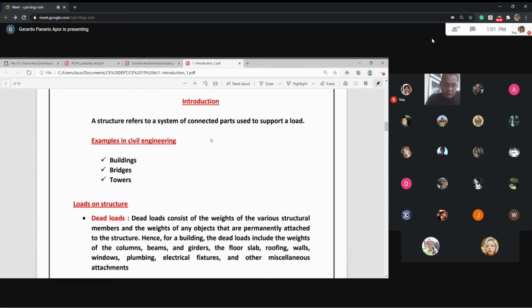So in its simplest meaning, a structure refers to a system of connected parts used to support a load. You can actually elaborate on this. Other books, as I have said, define structure in one paragraph, maybe some in pages, so you have to read. Examples of structures are buildings, bridges, and towers. These are structures. They are a system of connected parts, like a bridge.